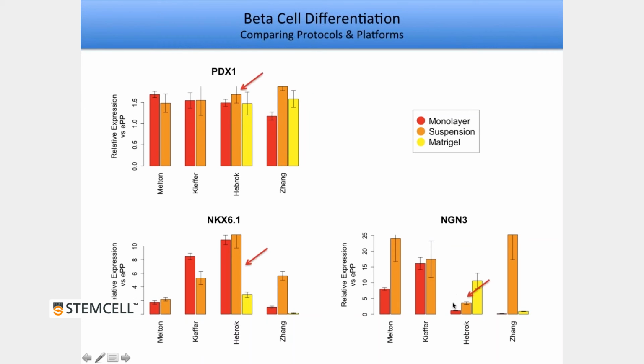So ultimately I decided to stick with the Hebrock protocol using a suspension platform to further differentiate my cells. There wasn't a lot of difference between the monolayer and suspension protocols at this stage. However, the feeling from the literature seems to be that later on the cells exhibit much higher differentiation efficiencies if they're grown in a 3-dimensional system as opposed to a 2-dimensional one. So this is what I decided to move forward with.